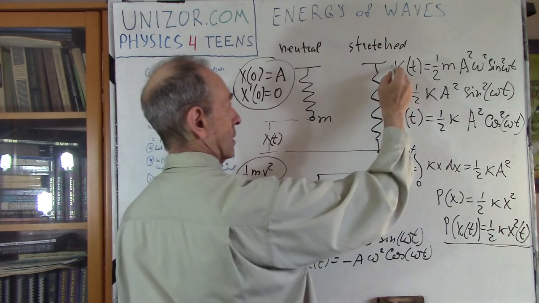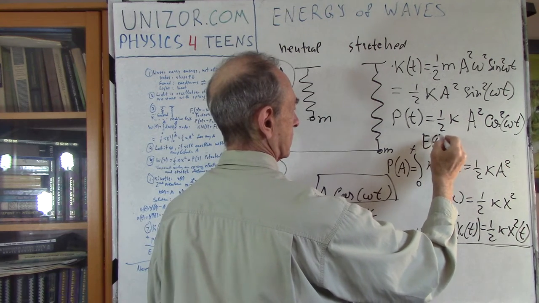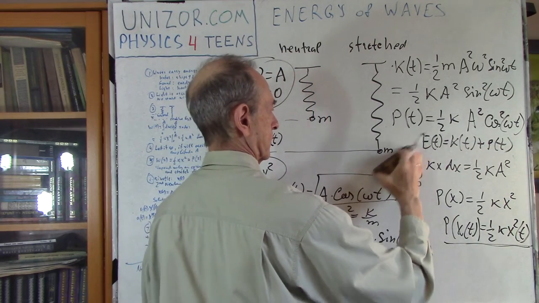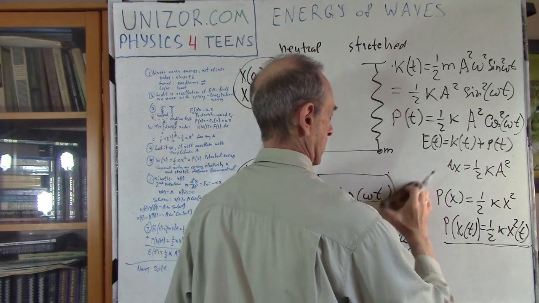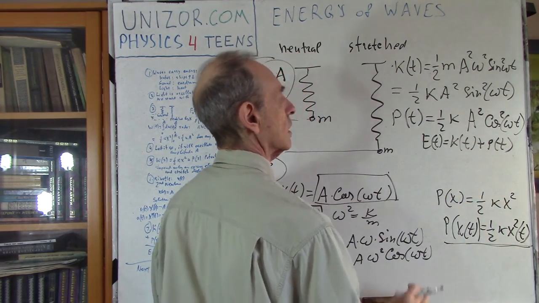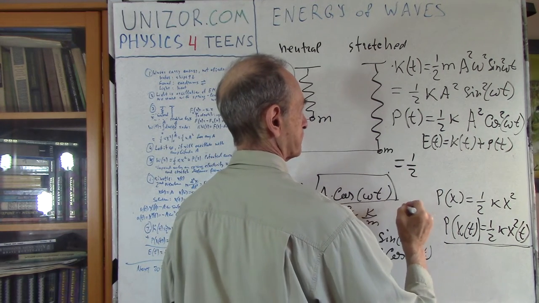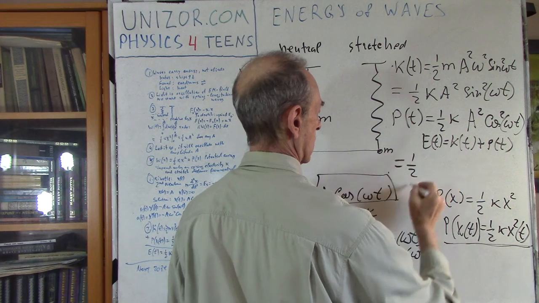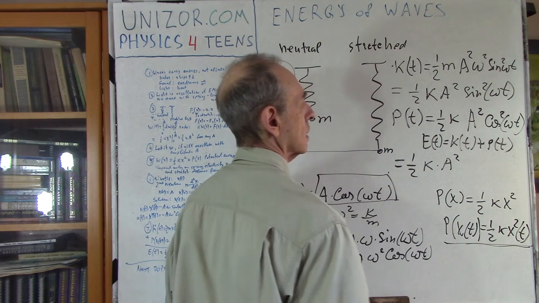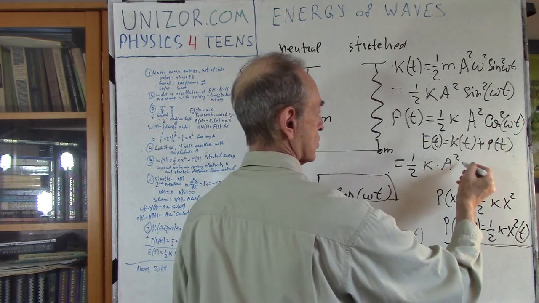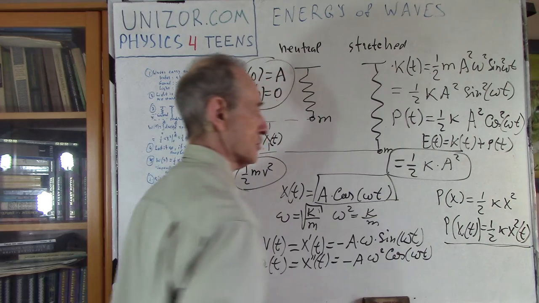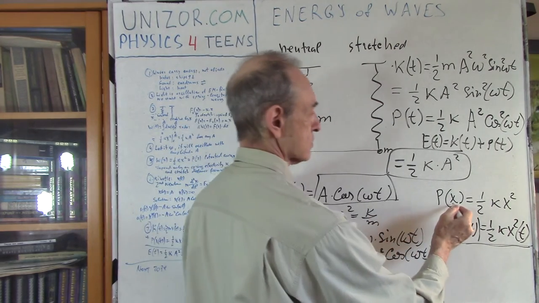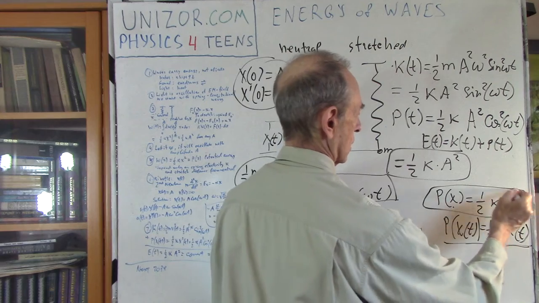Now, what will be K plus P, total energy, K of t plus P of t? Hope you remember trigonometry. It's 1/2 k A squared times sine squared plus cosine squared, which is 1. So this is the formula for total energy. As you see, it's a constant, and that's exactly what we had initially when x was equal to A. My potential energy was exactly this.